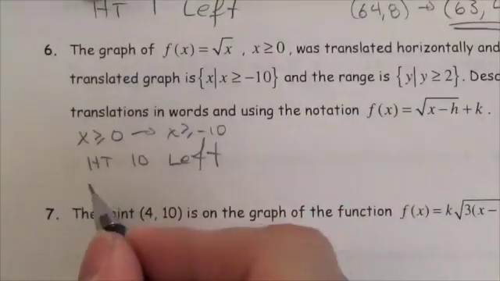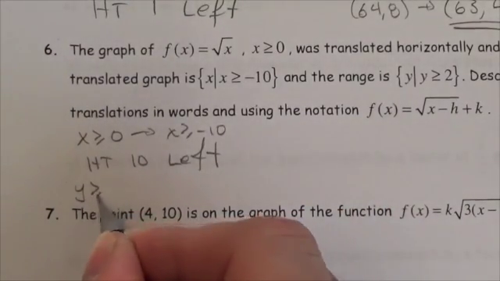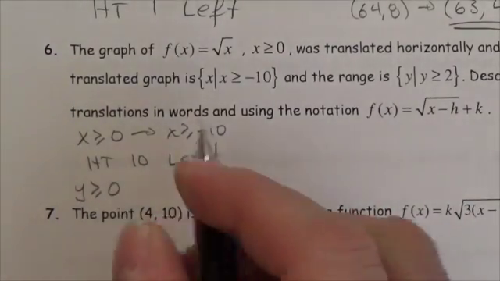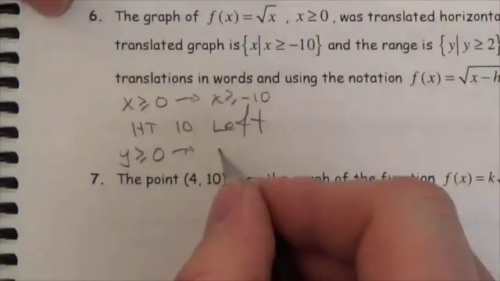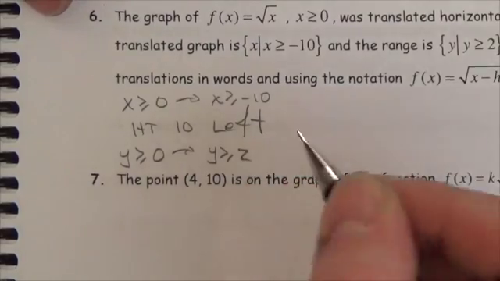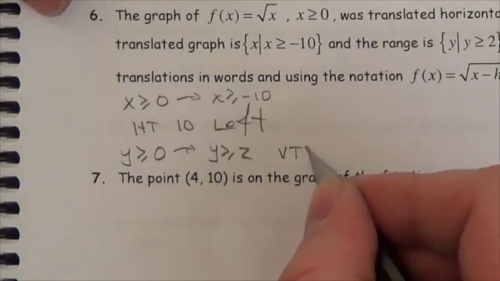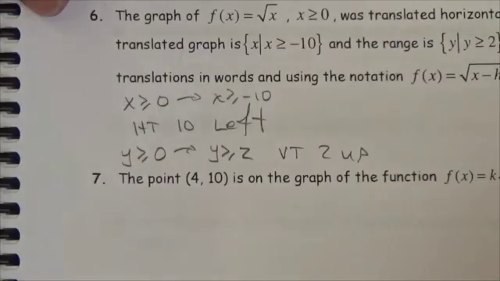The range should be y greater than or equal to 0. It is, in fact, greater than or equal to 2. So there's been a vertical translation of 2 up.